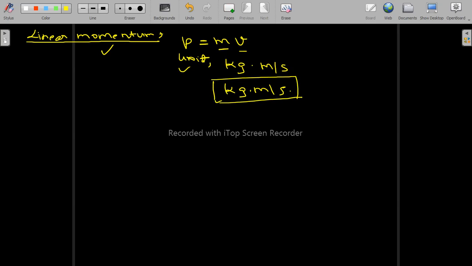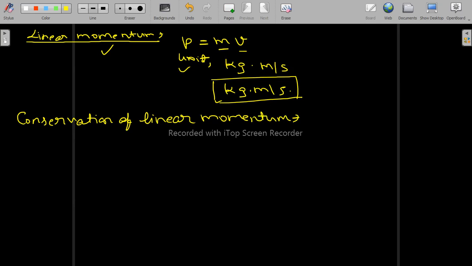Now the next thing I am going to explain to you is the conservation of linear momentum. So put the heading of the conservation of linear momentum. This is an important topic. Okay, put the heading of the conservation of linear momentum.